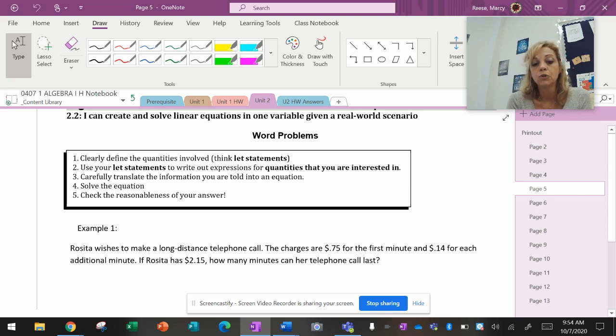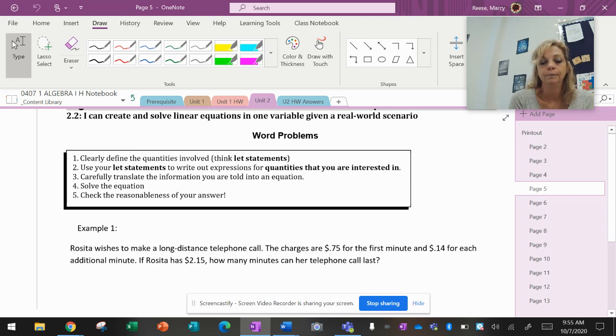Then the second one, use your let statements to write an expression for quantities that you are interested in. Sometimes, like with example 2, I'll show you that there might actually be two let statements. We have to write let W equal something, and then let W equal something else. 3, carefully translate the information that you are told into an equation.